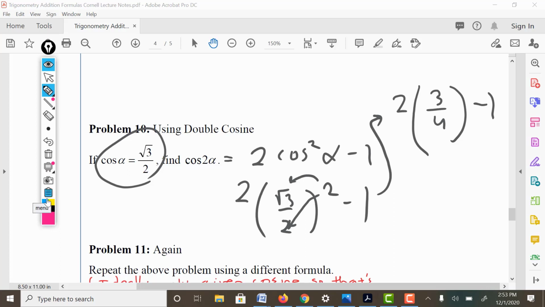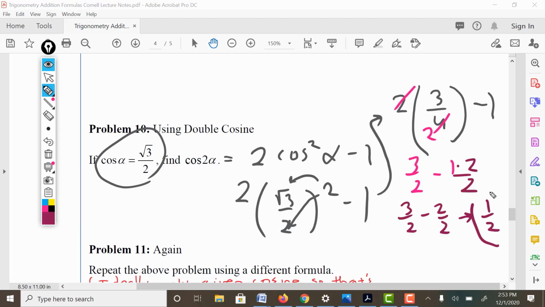If you like, we can go ahead and cancel this, reduce it, right? That's 3 over 2. We need a common denominator. We get an answer of 1/2. If we're in quadrant 1, what angle has a radical 3 over 2? It'll be 30 degrees, all right? If I double 30 degrees, that's 60 degrees. Cosine of 60 is 1/2.